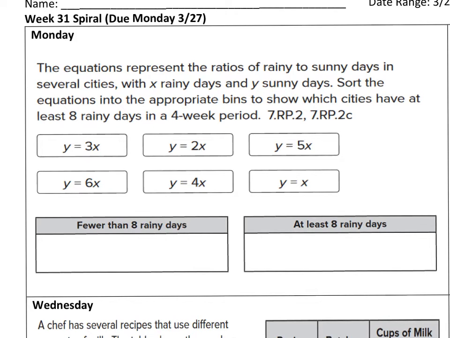We have to separate the equations into 2 separate bins, the one saying fewer than 8 rainy days, and then we have our one that says at least 8 rainy days. So what this simply means, fewer than 8 rainy days would be 7 or less, and then at least would mean 8 or more. Now, take a moment to think about how you're going to answer these questions.